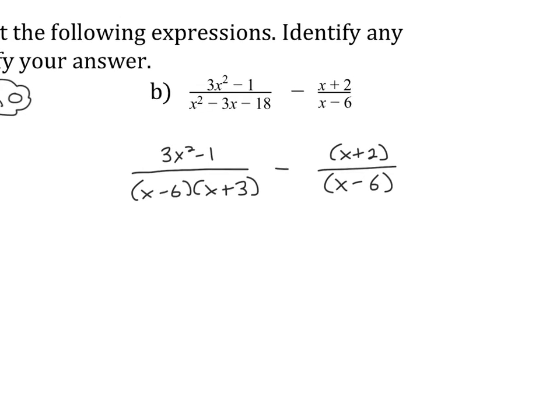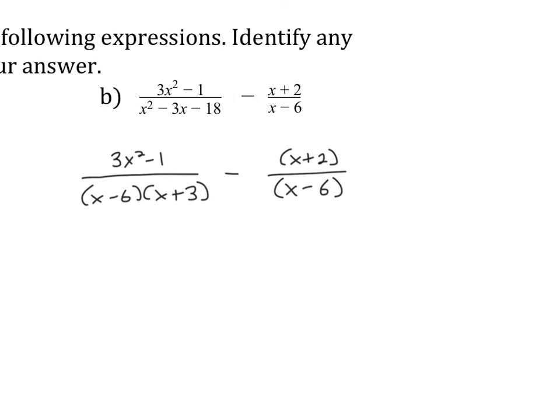So let's take a moment and list out our excluded values real quick. This factor tells us that x cannot equal positive 6, because 6 would turn this factor to 0. And this tells us that x cannot equal negative 3. And then this factor is positive 6, which we already listed. So here are our two excluded values.